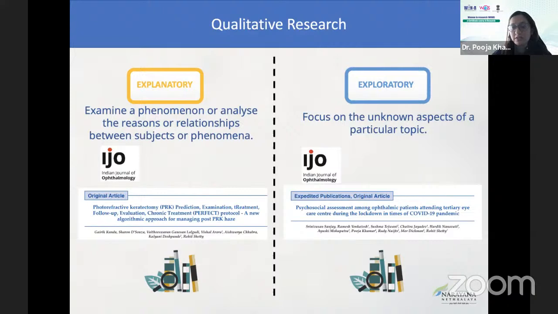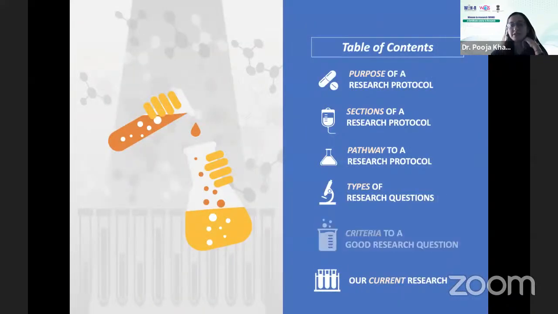And exploratory is nothing but focusing on the unknown aspects of a particular topic. Again, for example, the psychological aspect in ophthalmic patients attending a tertiary eye care center would come under the exploratory type, where there is something happening, but we do not know the unknown aspect of it. So that will come under the exploratory condition. So these are the types of research questions.